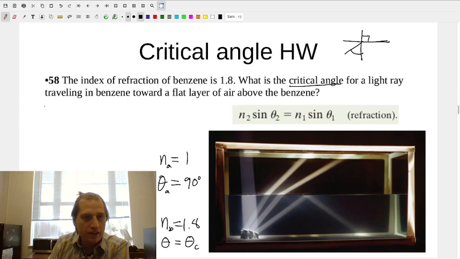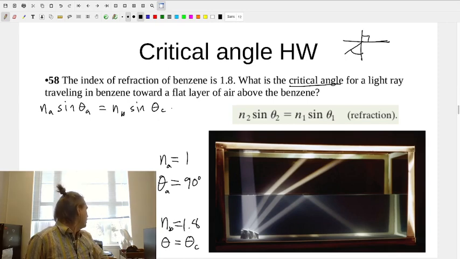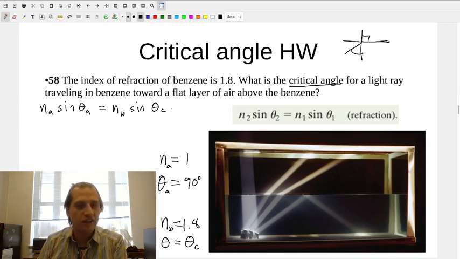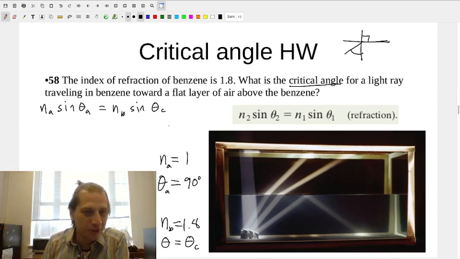And so if we set this up, it would be n air sine angle air equals n benzene sine critical angle. You hear that we've got a lawnmower going in the background.